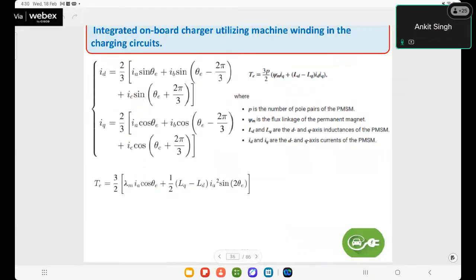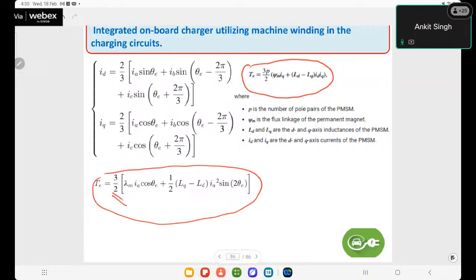As we know, this is the standard torque equation in the PMSM. I'm taking this in a PMSM machine. So finally the torque generated comes as this expression. Theta is the electrical angle, in electrical degrees. If theta E equals 90 degrees, the torque production will be zero.